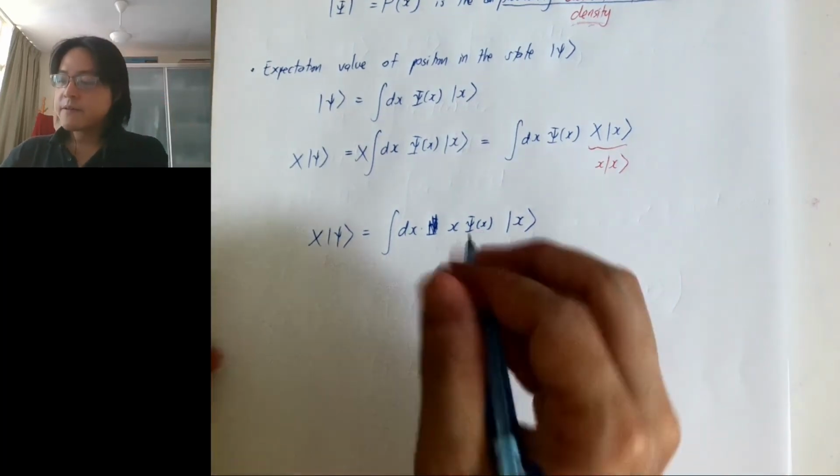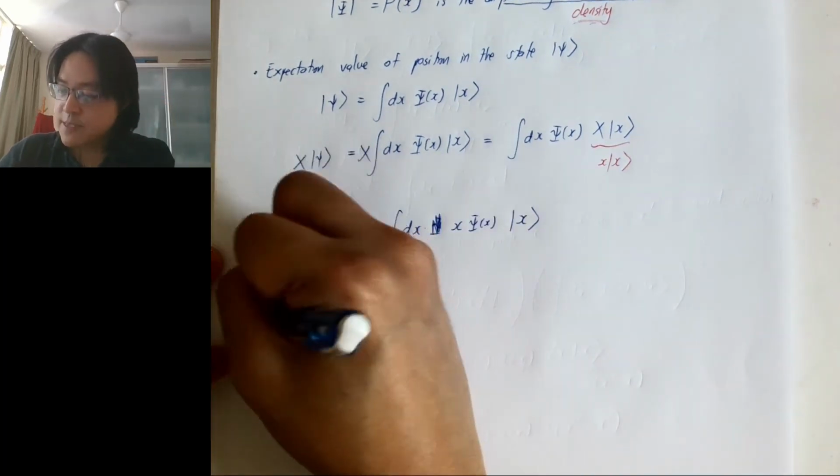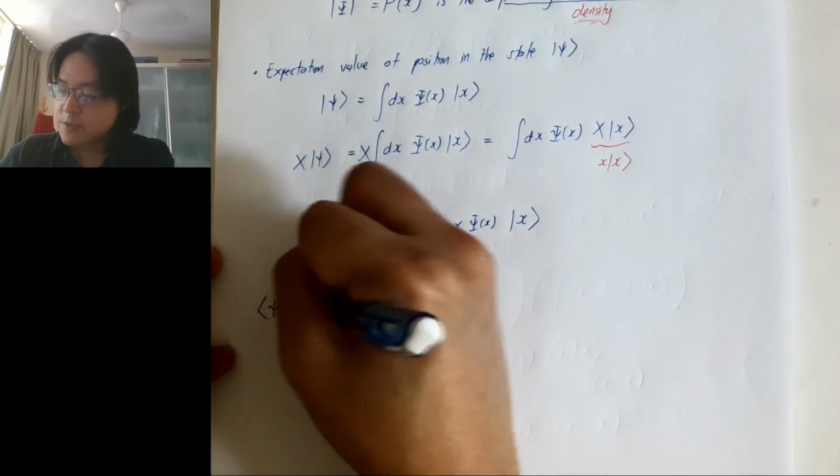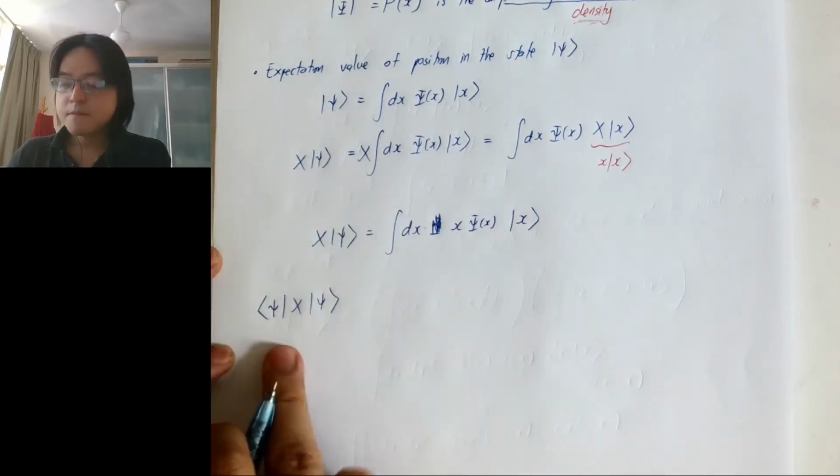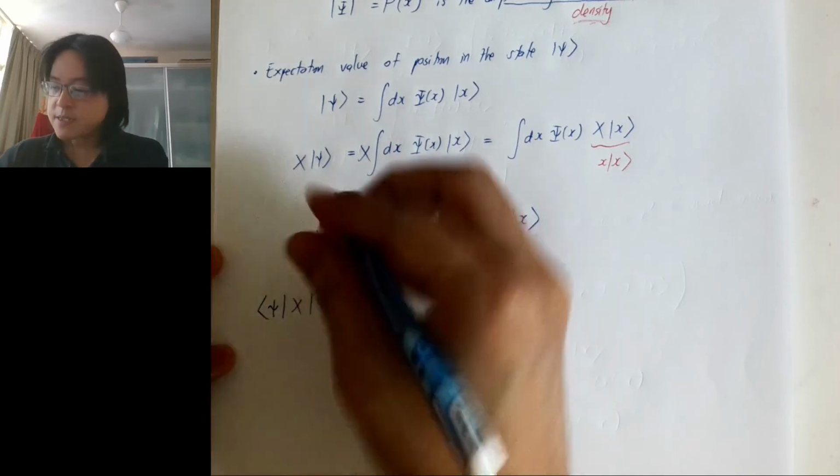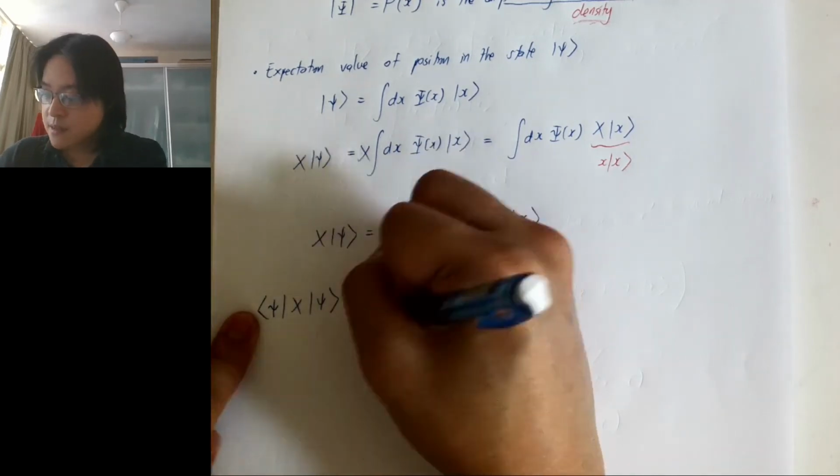Okay, so we got this now. And then if I want to find the expected value, by the postulate of quantum mechanics, we need to do this, right? So that means this is the bra of this thing.